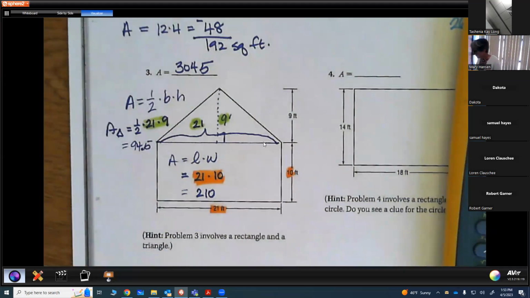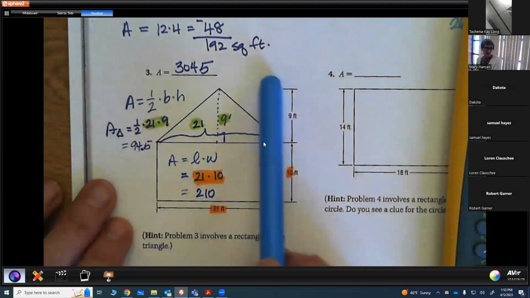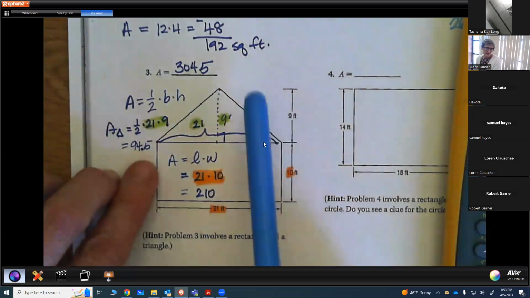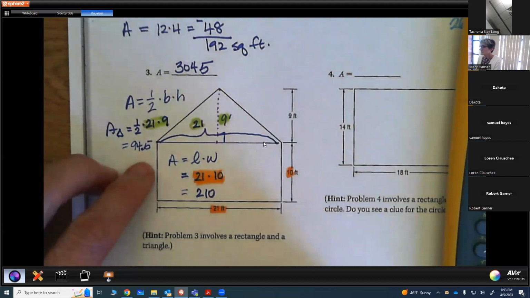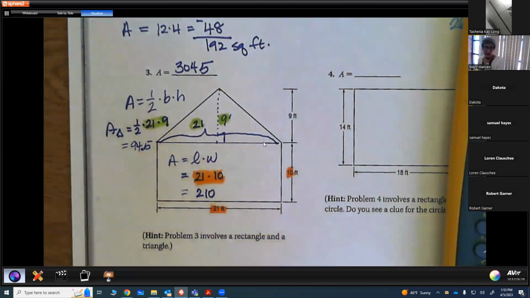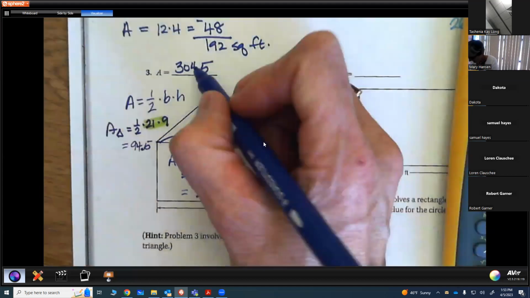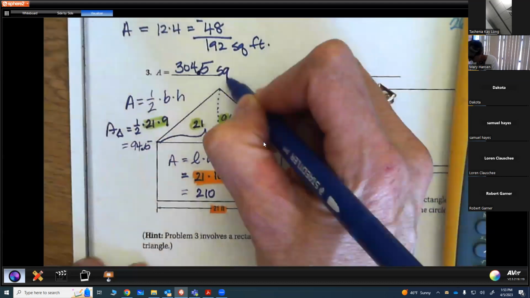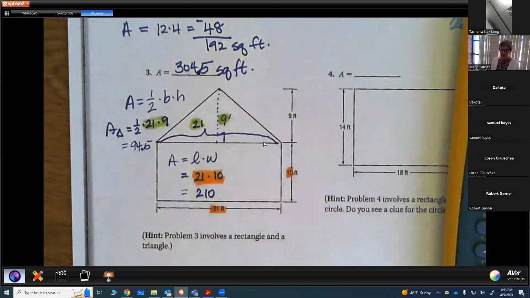And again, if you try to make this into a big rectangle, then you're going to have to subtract out these 2 side squares. And I think this problem would really be easier. It could be done by subtraction, but it's easier to do this problem by addition. So the answer is 304.5 square feet. Thoughts, questions?